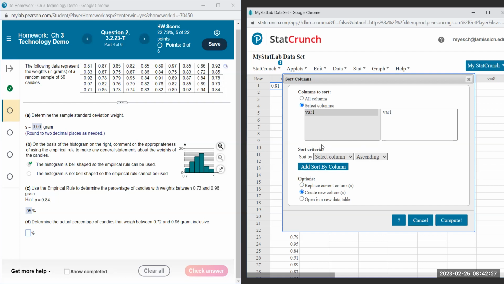You also have to select the sort criteria, because sometimes there are multiple columns. So you want to select the one that you are sorting. So variable 1. Ascending means to go from lowest to highest. And if for some reason you want to go from highest to lowest, you can do descending. But I'm going to keep it on ascending. Compute.